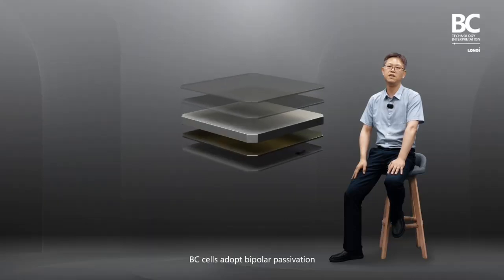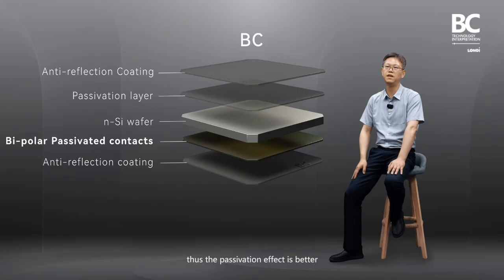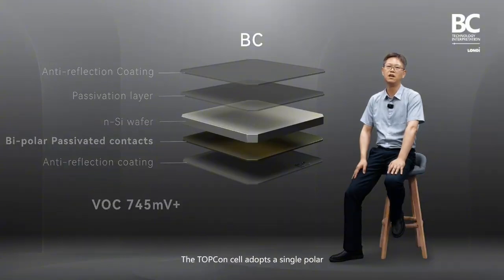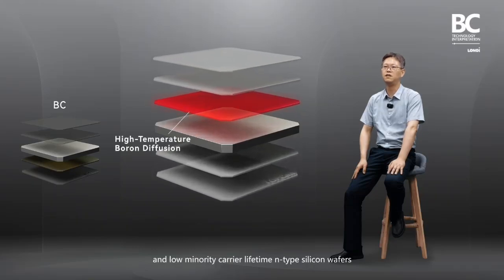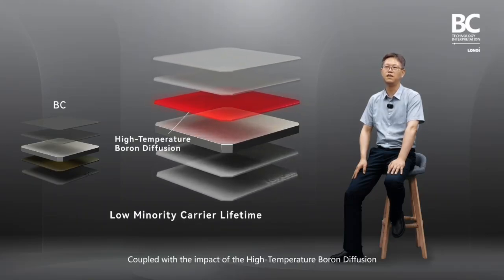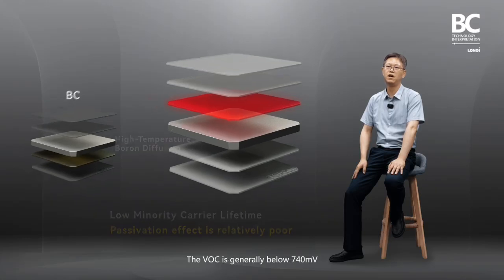BC cells adopt bipolar passivation and high minority carrier lifetime in N-type silicon wafers. Thus the passivation effect is better, remains a low saturated dark current density, and a VOC as high as 745 mV or more. The TOPCon cell adopts a single polar, which has a lower resistivity and low minority carrier lifetime in N-type silicon wafers, coupled with the impact of the high temperature boron diffusion, so the passivation effect is relatively poor, and the saturated dark current density is high. The VOC is generally below 740 mV.